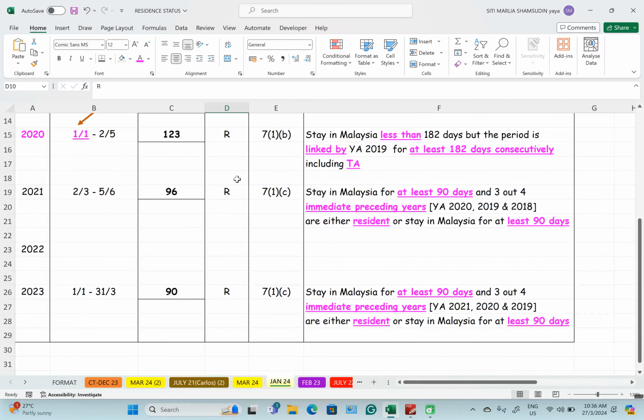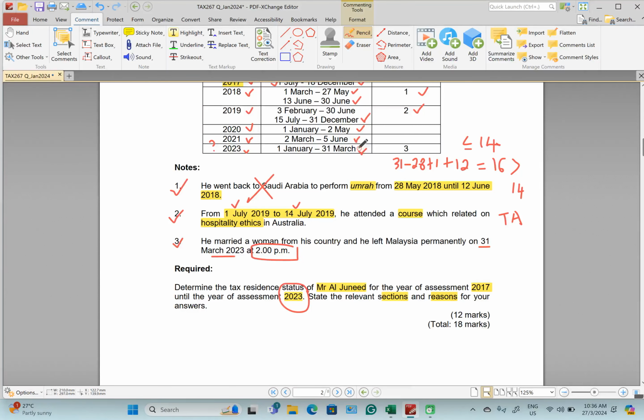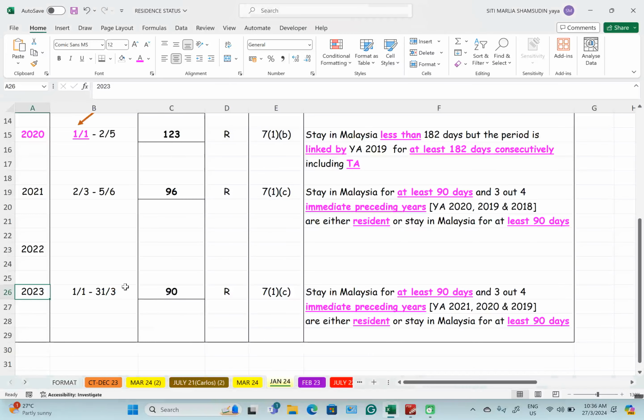Okay, first condition: next year is resident. Let's do it for 2023. The dates are 1st January until 31st March. Is 2023 a leap year? No. So let's compute: January 31, February 28 because this is not a leap year, and then March until 31. So I got here, guys, 90 days.